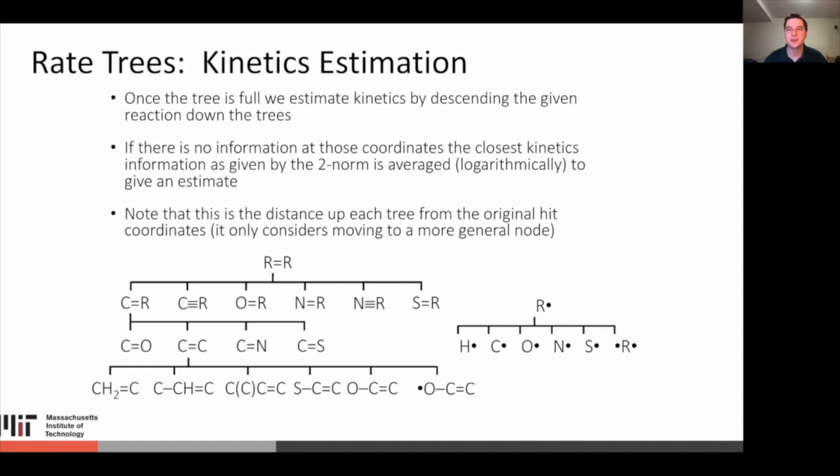Once the tree is full, we estimate kinetics by descending an arbitrary reaction of interest down the trees. If there's no information at the coordinates where it lands, the closest kinetics information, calculated by the 2 norm, is averaged to give an estimate, logarithmically, of course. This 2 norm is in this tree space, and in a certain sense, it only considers moving up the tree. So if you would need to move up 1 in this direction and up 1 in this direction, you would have root 2. That would be root 2 Euclidean distance.